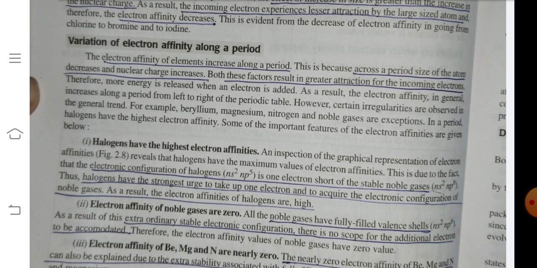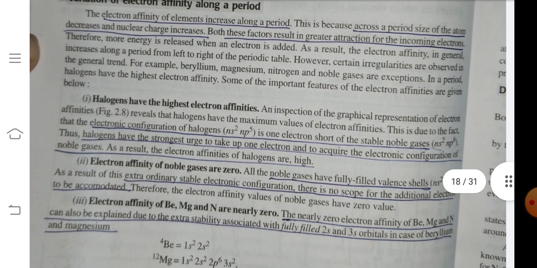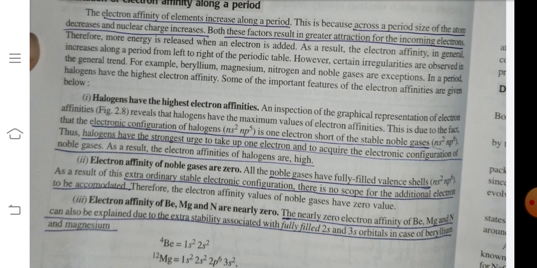Variation of electron affinity along a period. The electron affinity of elements increases along a period. This is because across a period the size of the atom decreases and nuclear charge increases. Both these factors result in greater attraction for the incoming electron. Therefore, more energy is released when an electron is added. As a result, the electron affinity in general increases along a period from left to right of the periodic table.